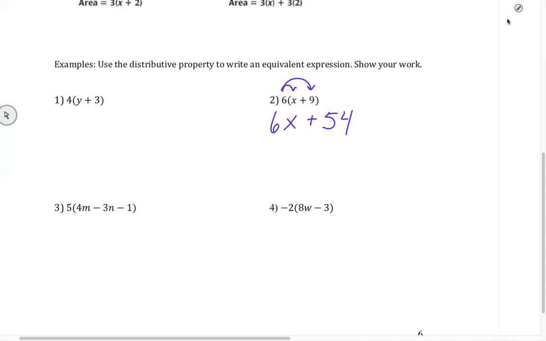Mackenzie, you pick a problem. Which one do you want me to do? 1, 3, or 4 now? 4.